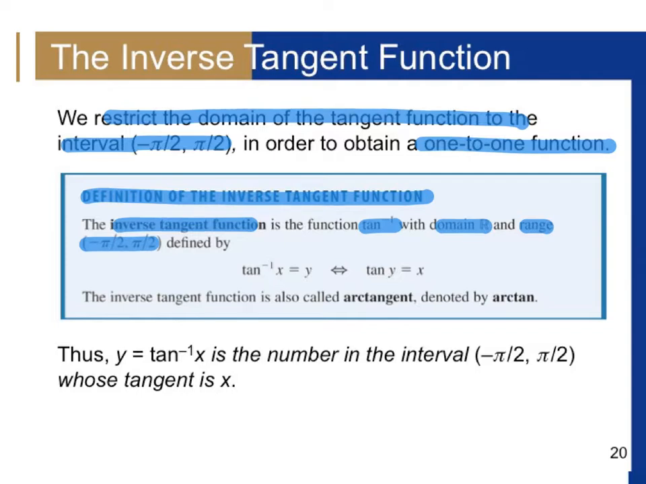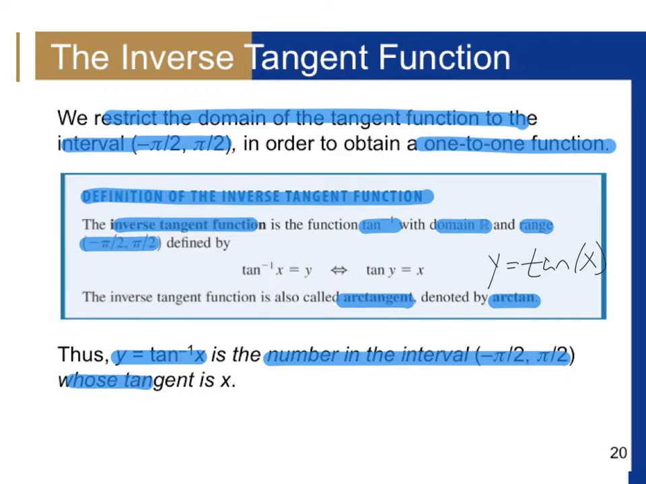Again, like with this one, we start with y equals tangent of x as our original function. Then we switch x and y to get x equals tangent of y. So that's the inverse. And then we want to solve for y. So that gives us y equals inverse tangent of x. Sometimes we also call that arctangent or arctan. So y equals inverse tangent of x is the number in the interval minus pi over 2 to plus pi over 2 whose tangent is x.